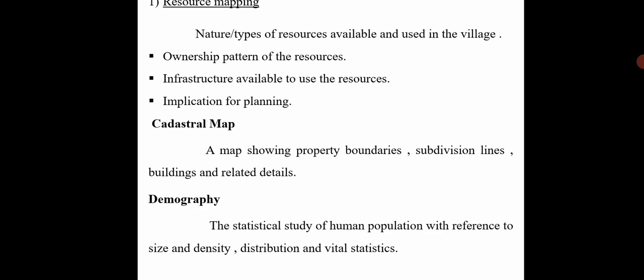Resource mapping, that is, the nature or types of resources available and used in the village. The ownership pattern of the resources we can know, infrastructure available to use the resources, implications for planning. So these are the methods which are used to identify the project affected persons, either directly or indirectly.